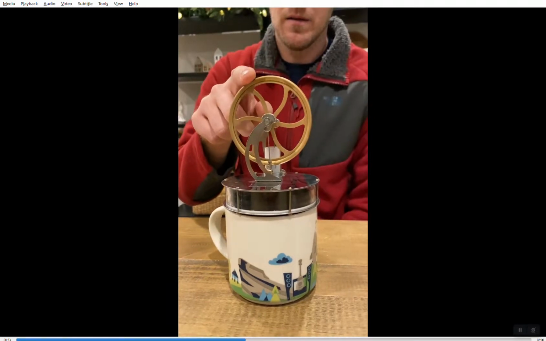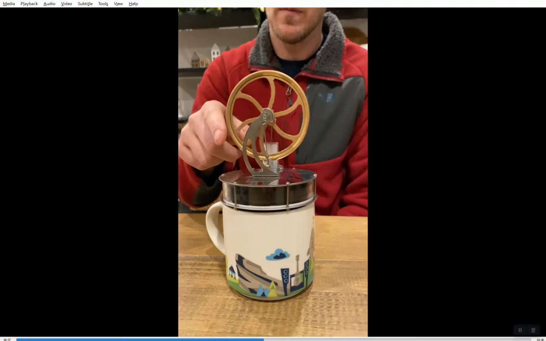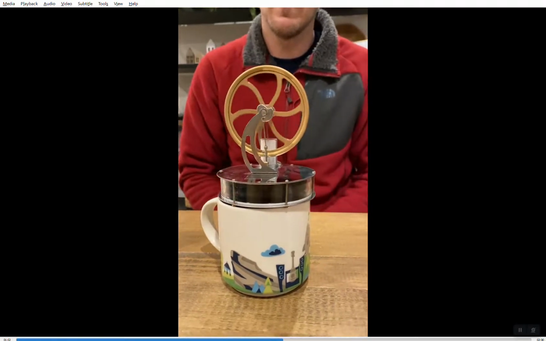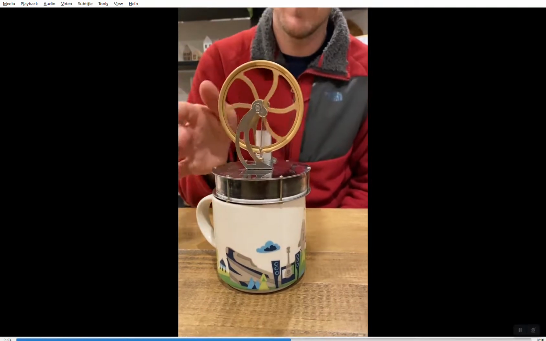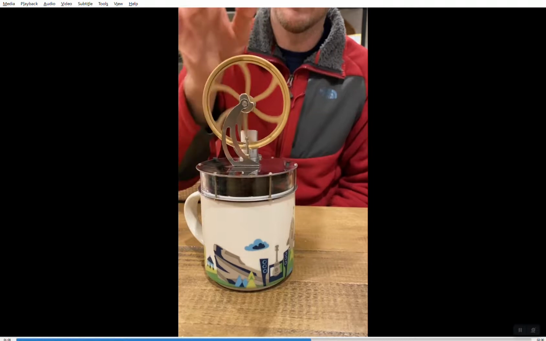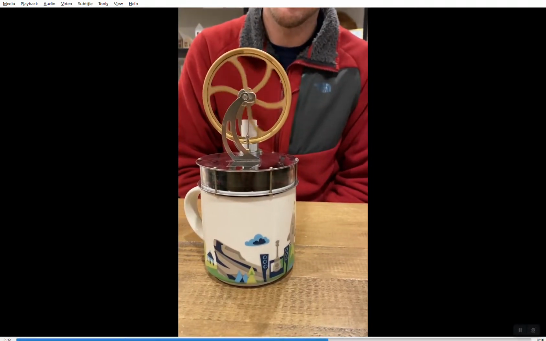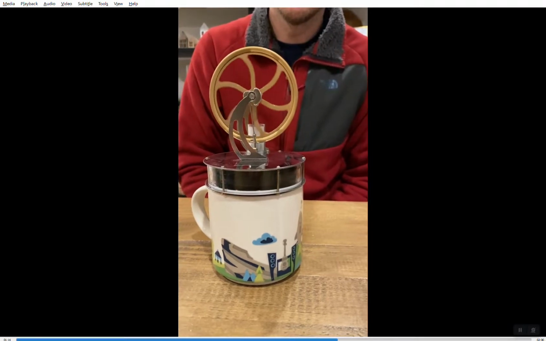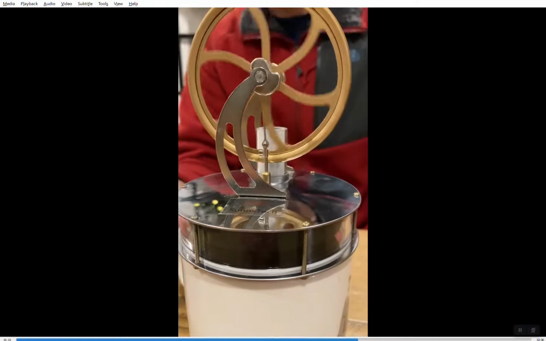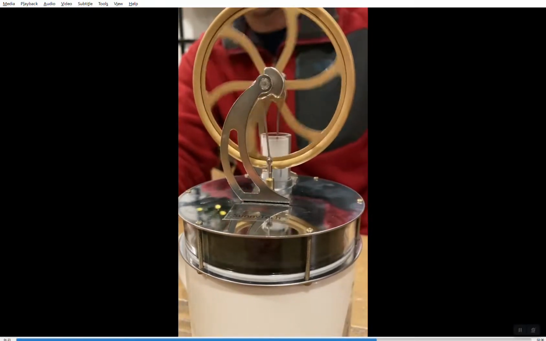And then, oh, that might be backwards. There we go. So we give it just enough to get it going. As it warms up, maybe my tea here is not warm enough. There, it looks like it's going. So as it heats up, it will continue to speed up. But we can see that as the piston's going up and down, it's spinning.